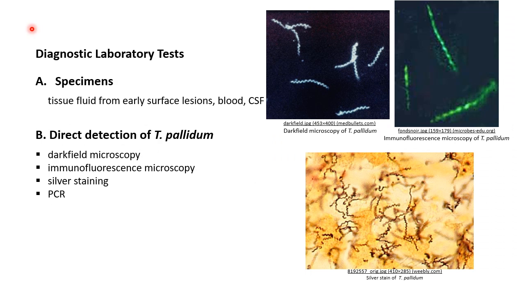Let us go to the diagnostic laboratory tests of the spirochetes. The specimens can comprise tissue fluids from the early surface lesions, blood, or cerebrospinal fluids. We mentioned that the organism cannot be stained well with the Gram stain, and for direct detection of the Treponema pallidum, dark field microscopy can be used, also immunofluorescence microscopy, or staining the organism first with silver stain and observing them under bright field microscopy. Another way would also be to detect using polymerase chain reaction.